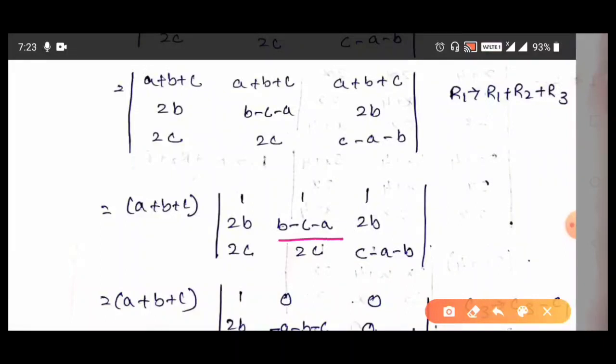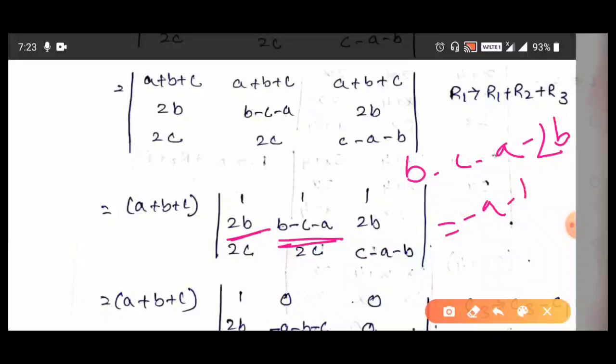See here it is b minus c minus a. If we subtract this 2b from b minus c minus a, then we will get minus a minus b minus c, and here we will get 0. In place of 2c we will get 0, and in place of 1 we will get 0. So from this column we can take out a plus b plus c.